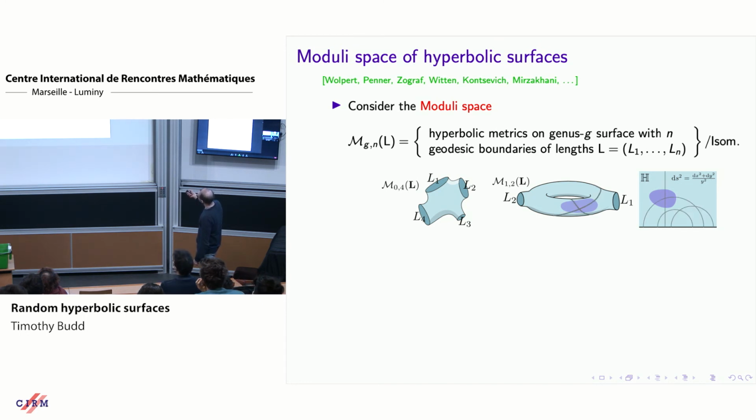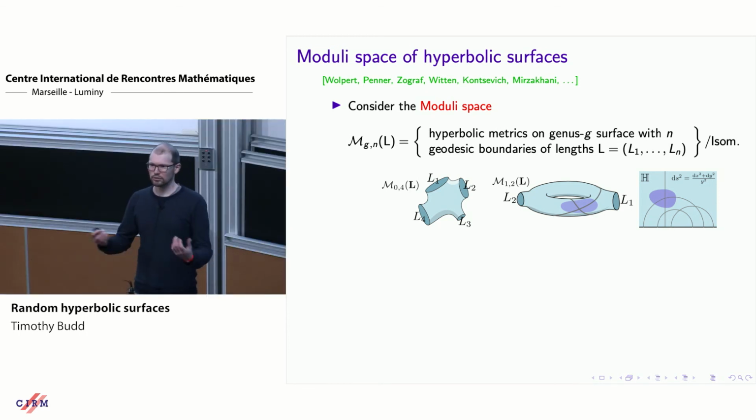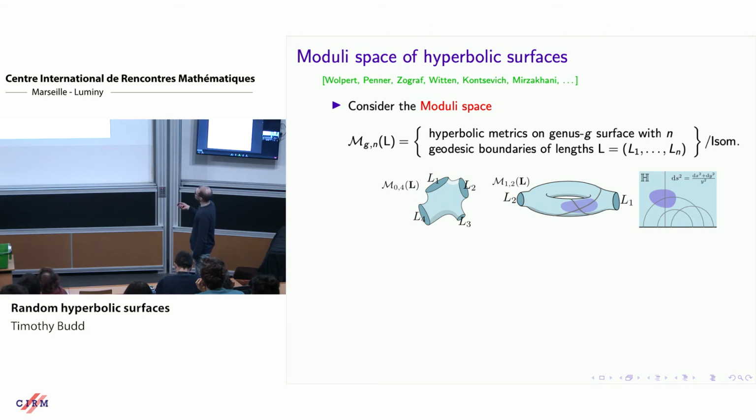Now, if you recall, in this upper half plane model of the hyperbolic plane, the geodesics correspond to half circles on the x-axis or vertical lines. So we also have geodesics on the hyperbolic surfaces that correspond to those on the hyperbolic plane, corresponding to shortest paths within some homotopy class of paths.